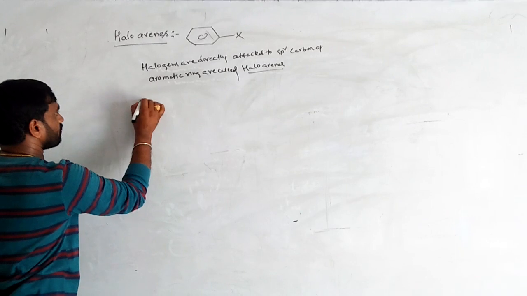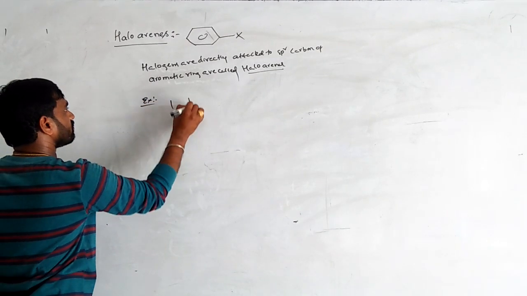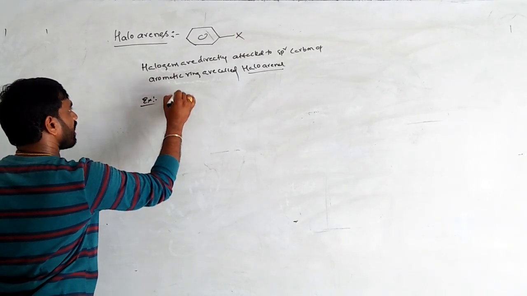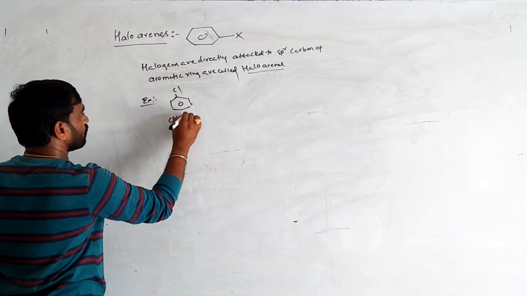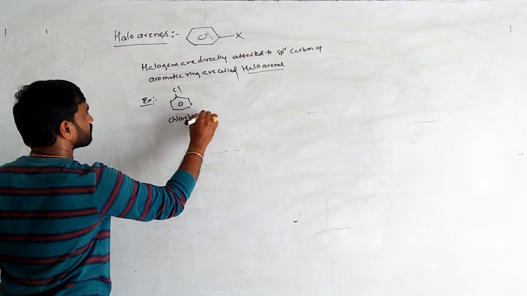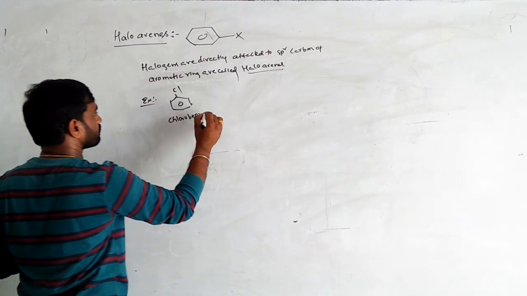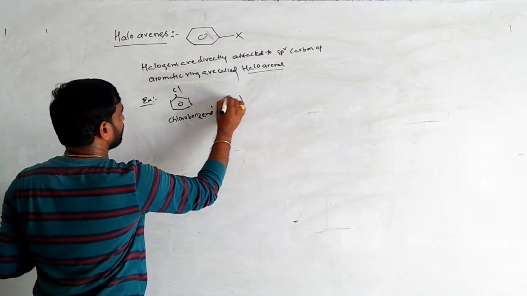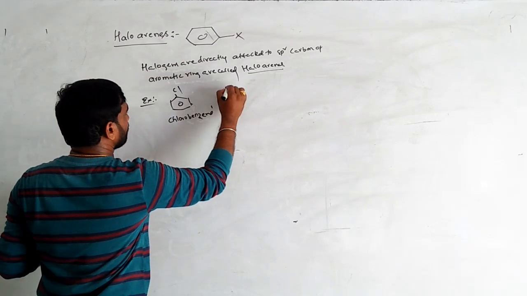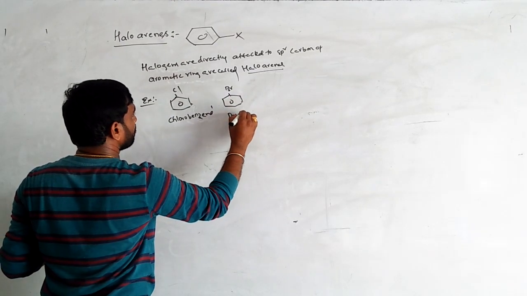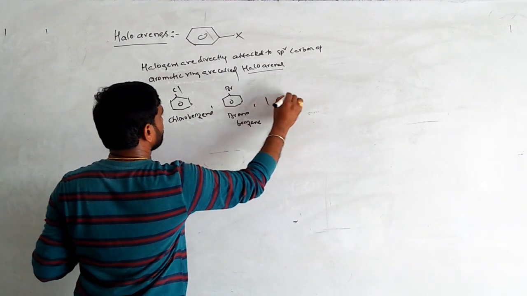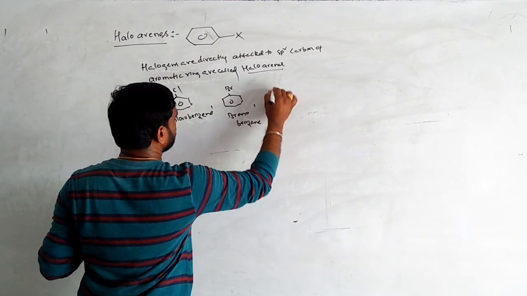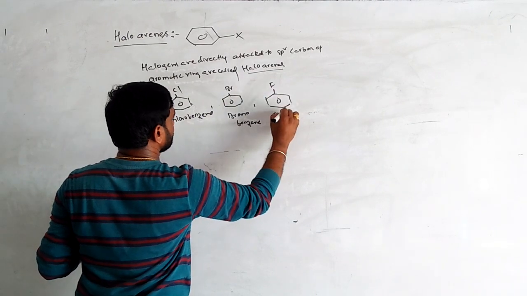Haloarenes. For example, chlorine is a halogen attached to an aromatic ring. This is known as chlorobenzene. Next one, Br attached to benzene, bromobenzene. Next one, fluorobenzene.